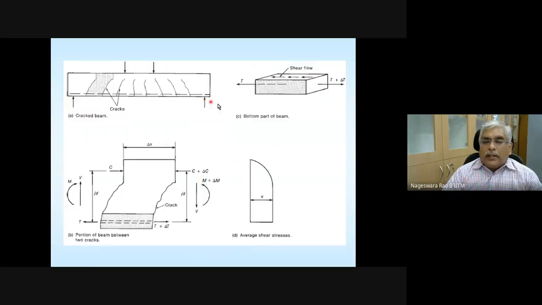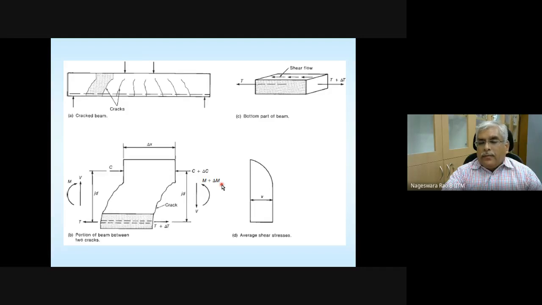Now let's go back to this one. You can see here M is there on this side, moment. M plus delta M is there on this side. V is the shear acting. You take moment about one of the points. M plus V times delta x is equal to M plus delta M.